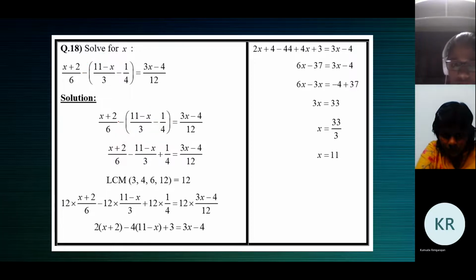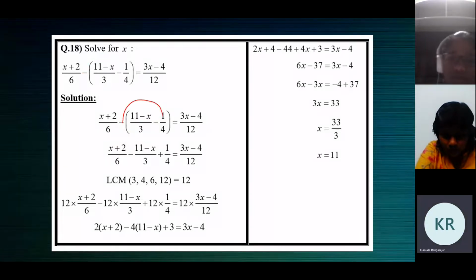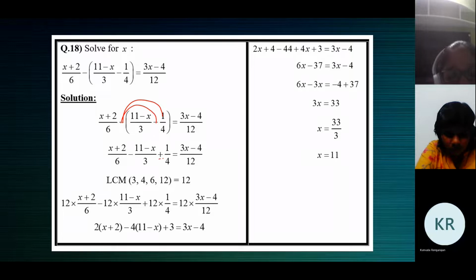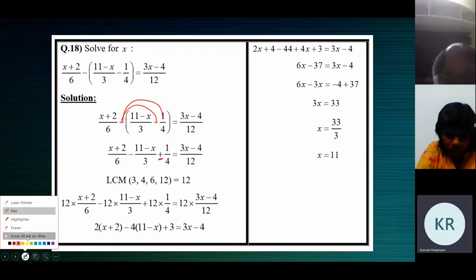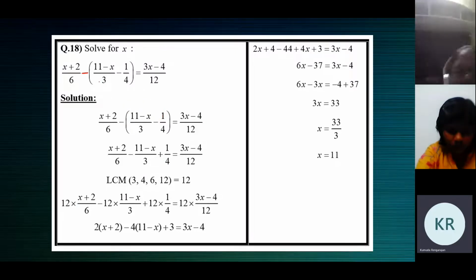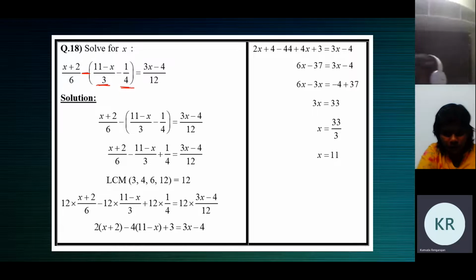Next, multiply the minus sign to this term. So it's minus 1 by 4, multiplied with the minus sign here. So minus into minus is plus, and 1 by 4 as it is, equal to 3x minus 4 by 12. So what we have done is we have just applied the minus sign to both the terms inside the bracket, thereby removing the bracket.